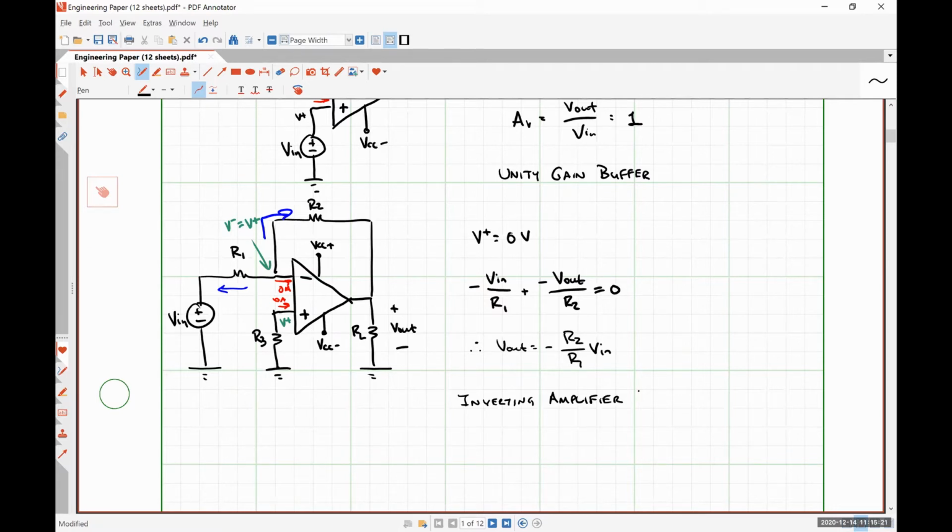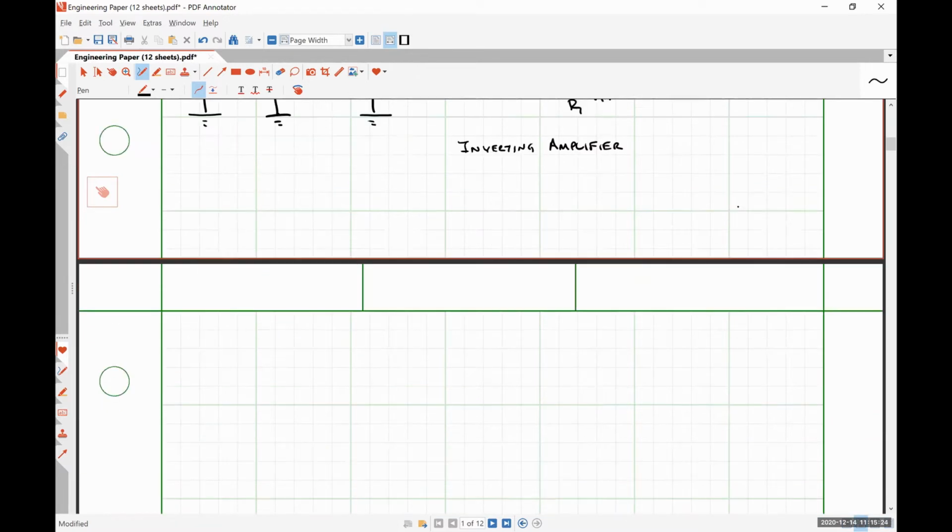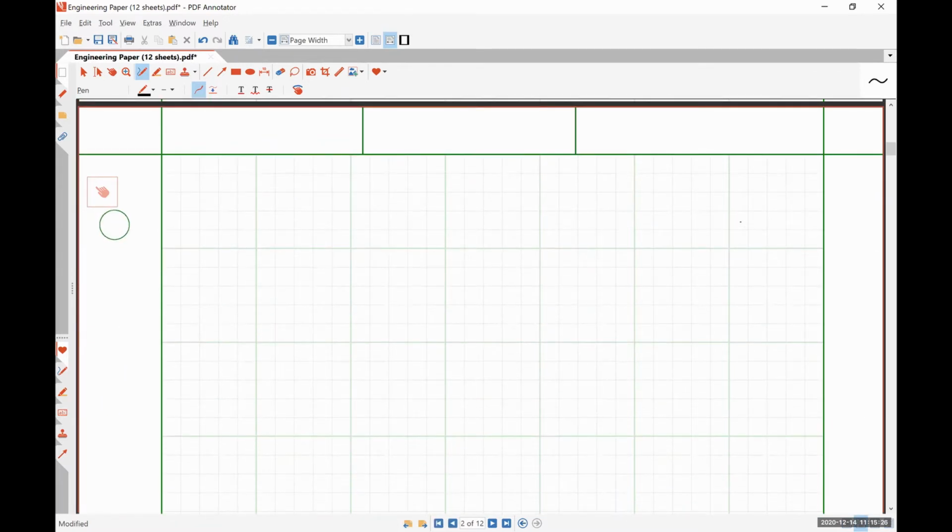Let's talk about another amplifier here real quick. Plus, negative feedback. I'm going to explicitly call this one RF. You'll see why in a moment.